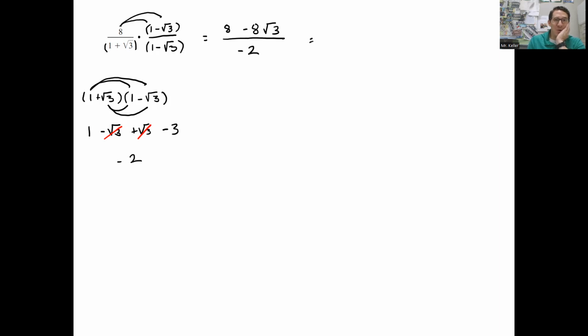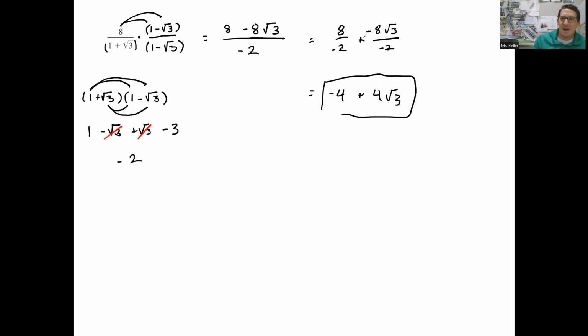I'm going to do a little extra work here. I'm going to separate this out. So it's going to be 8 over -2, minus 8 root 3 over -2. I'm just separating this out because this does simplify. So 8 over -2 is -4, plus -8 over -2 is +4. So if the fractions simplify, you can see they both simplify. I like to split into two fractions and then reduce each individually.